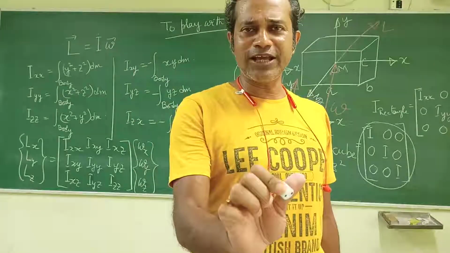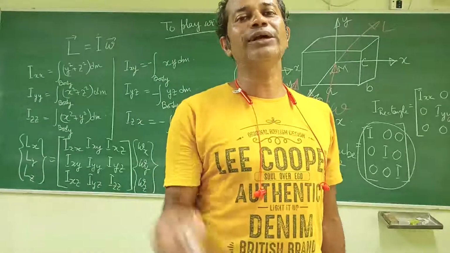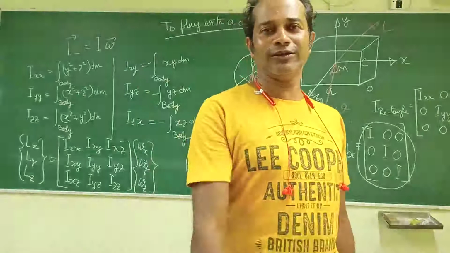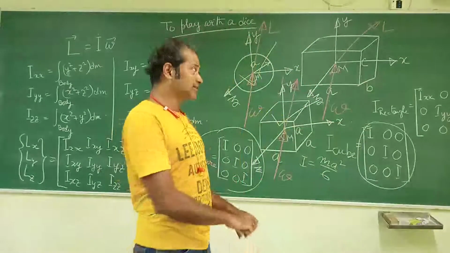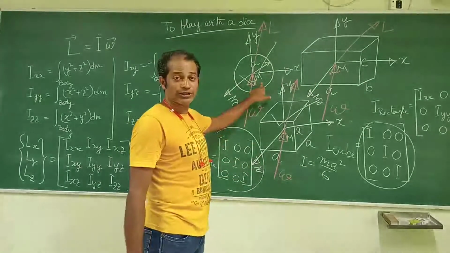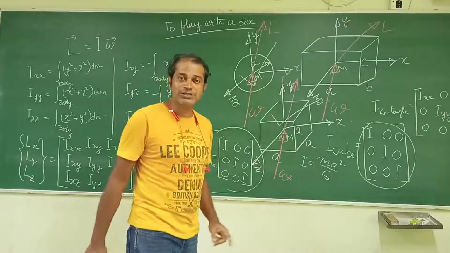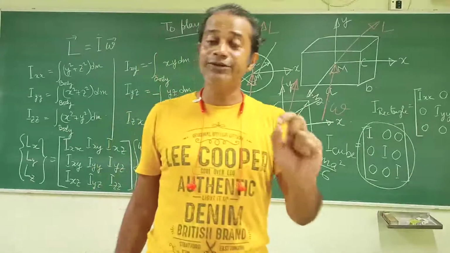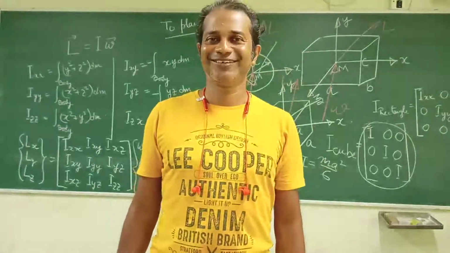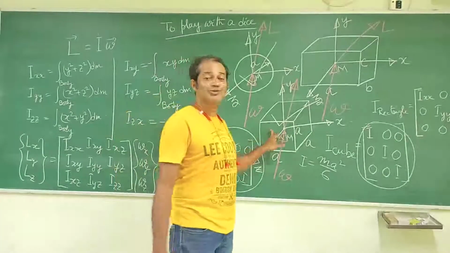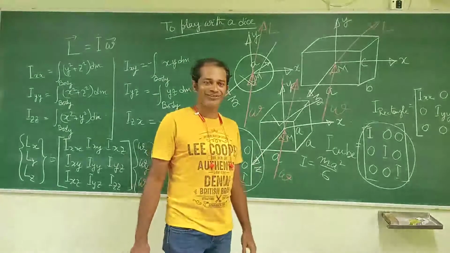If you give any angular velocity, the angular momentum is going to be in that direction only, like the sphere. But why are we not using the sphere for gambling purposes? Because it is not going to give you that definite number which this is going to give, right?